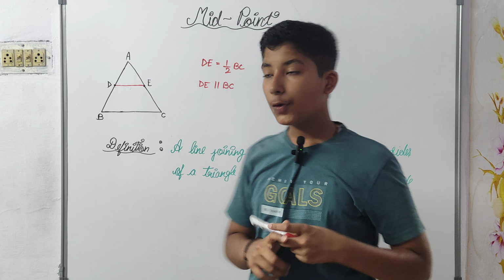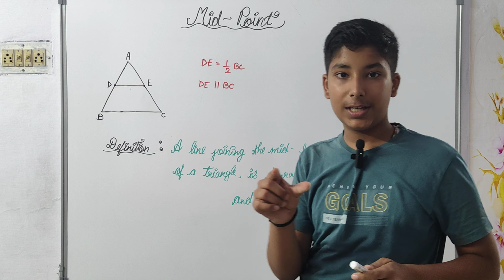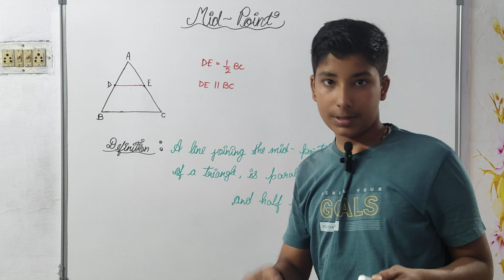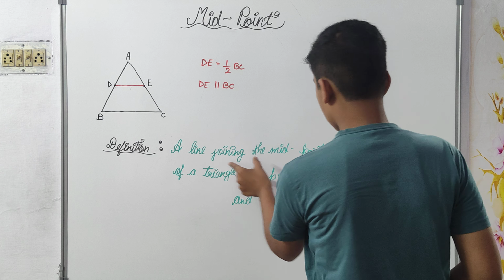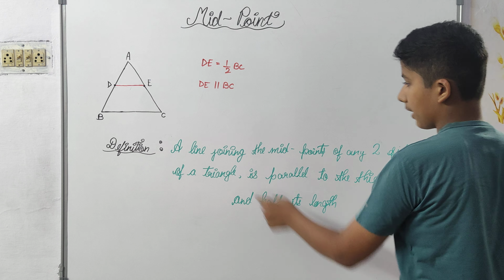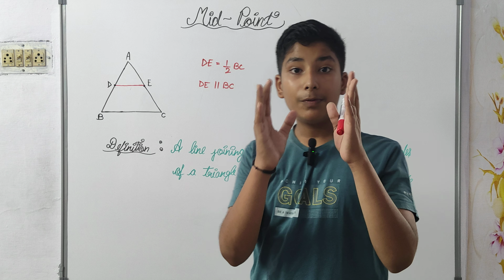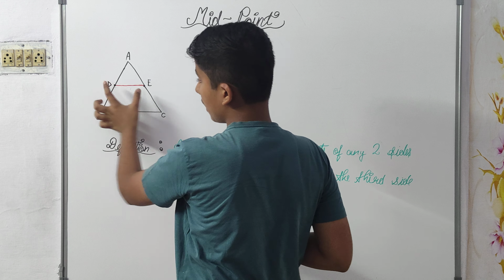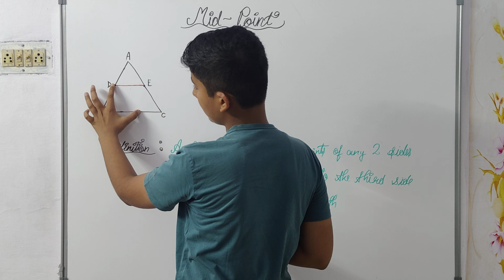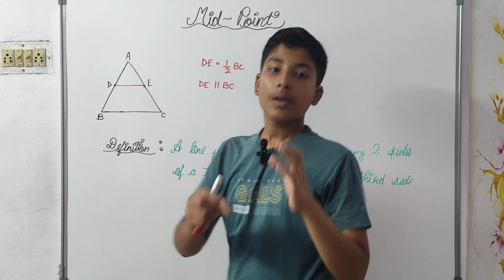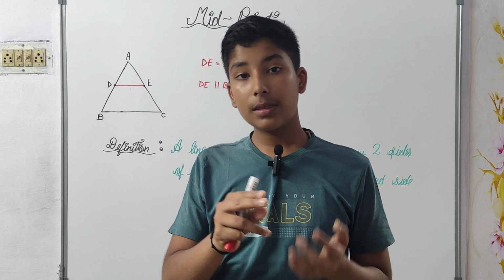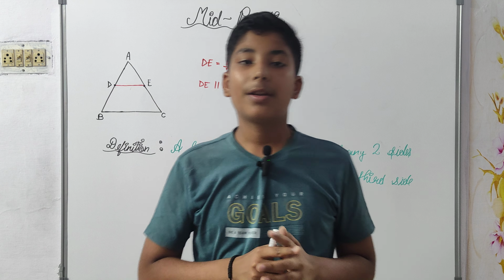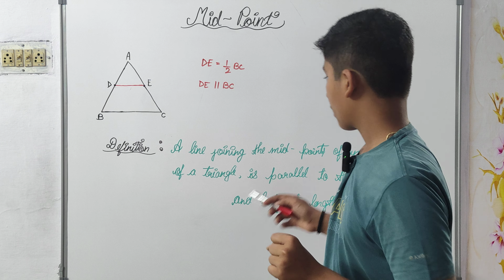Before moving on, we have to learn its definition. This was the practical, and now we will learn the definition. A line joining the midpoints of any two sides of a triangle. Instead of this one, we could have taken these two or these two also. That means a line made by joining the midpoints of any two sides of a triangle.